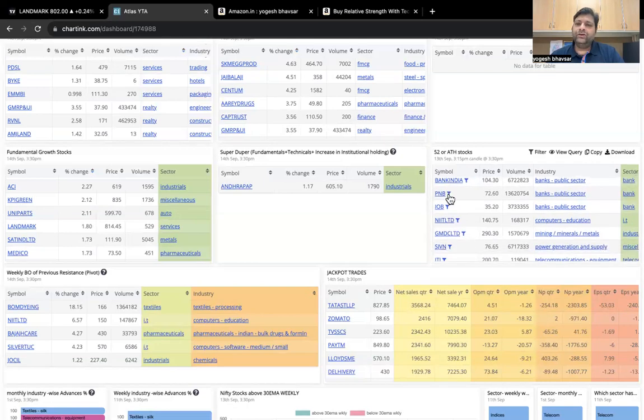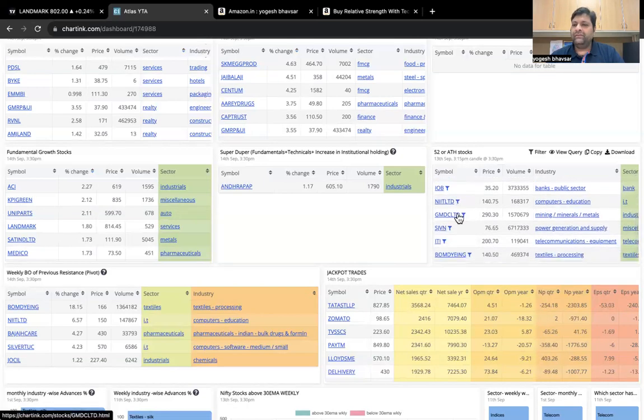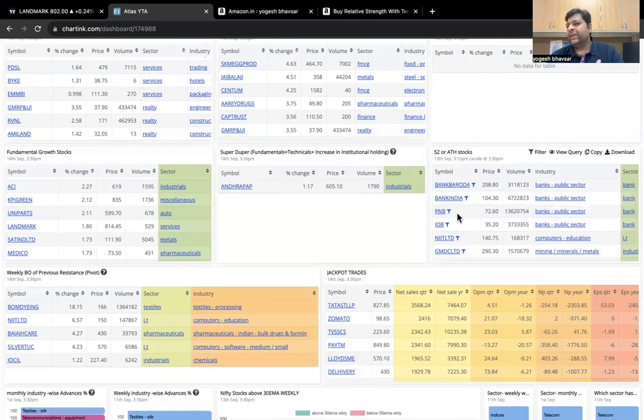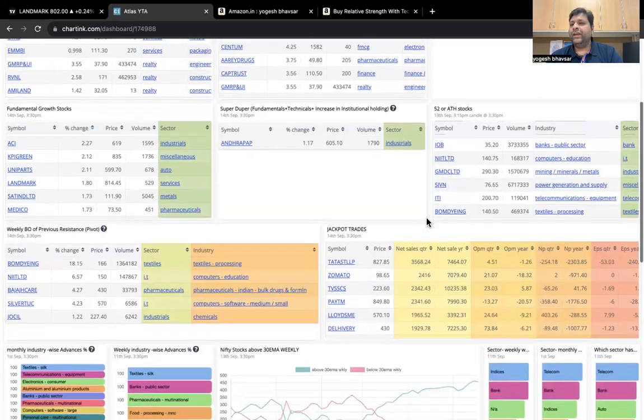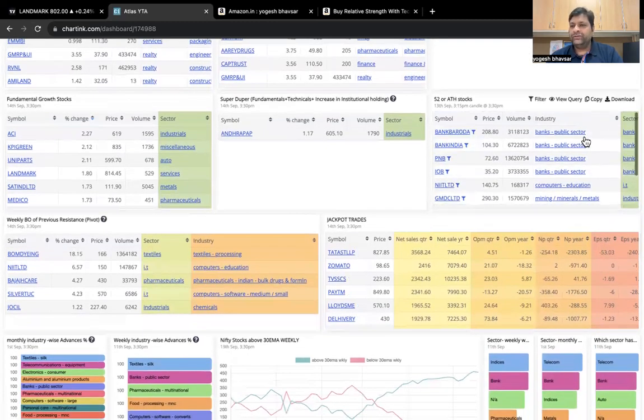So if you see over here, you'll see a lot of stocks that are coming into the 52-week high and all-time high. So I gave you the example. You can also come to know about the industry over here, see. Now, industry also helps us to know not just the banking side, but what kind of banking stocks. So over here, we see a lot of public sector, public sector, public sector, public sector. So it helps you to know that I don't have to go and buy, say, private banks. The money is flowing into public banks.